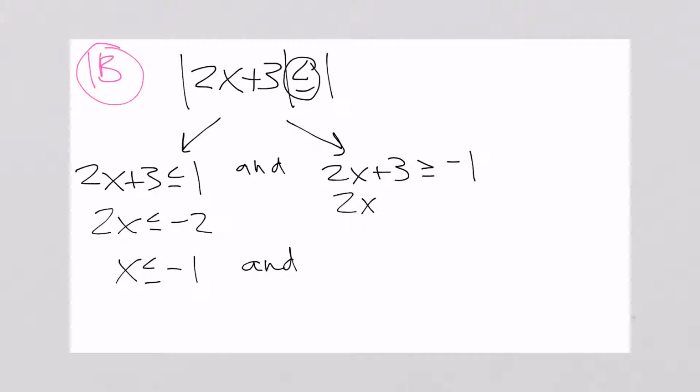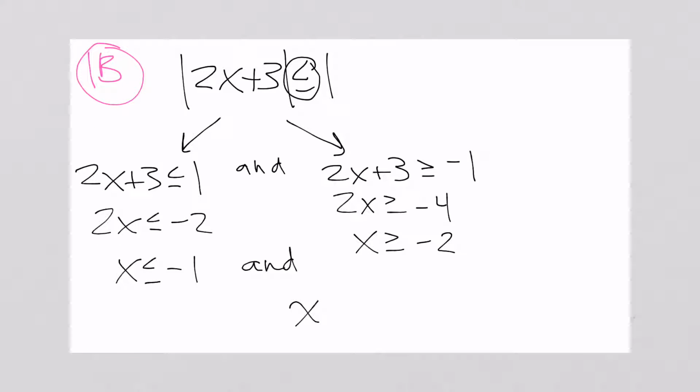And 2x is greater than or equal to, again, subtract 3 on both sides. Negative 1 minus 3 is negative 4. Divide by 2, x is greater than or equal to negative 2. So x is less than or equal to negative 1 and greater than or equal to negative 2.